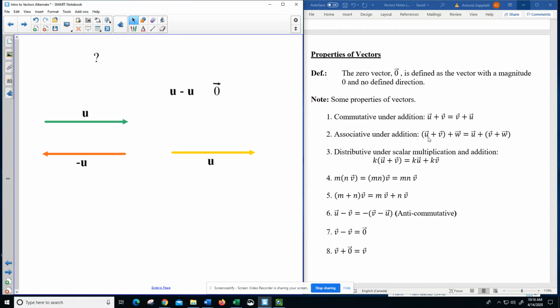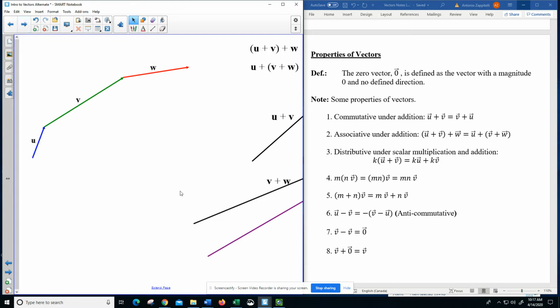So whether I add u plus v first and then to that I add w, or first I add v and w and then add u, I should get the same resultant. All right, so let's take a look here. So let's add u plus v plus w tip to tail. So we just do that and we go from the tail of the first to the tip of the last, and there we go. There's our resultant vector.